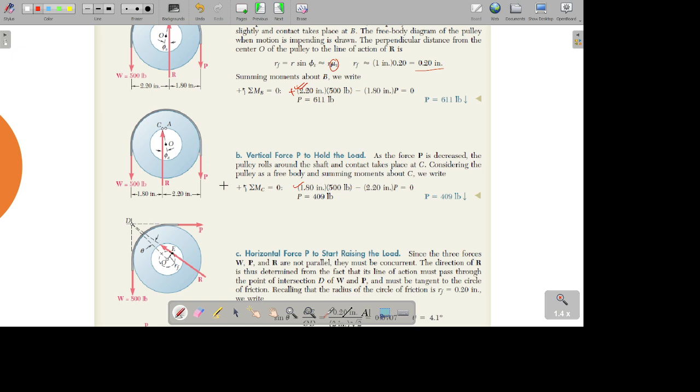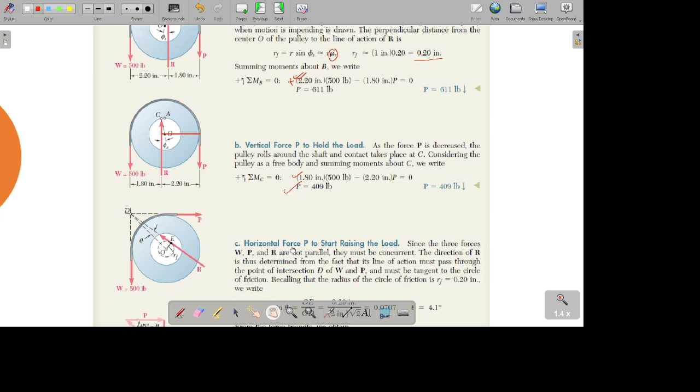And now the scenario turns over for force P. The perpendicular distance will be 2 plus 0.20. That means 2.20 multiplied by P, then you will get the value of P.